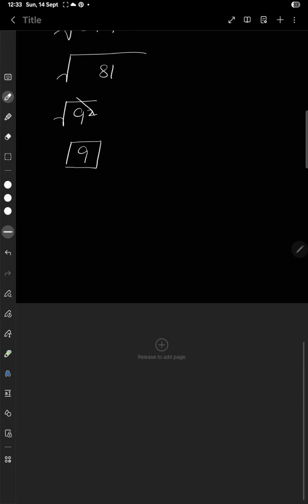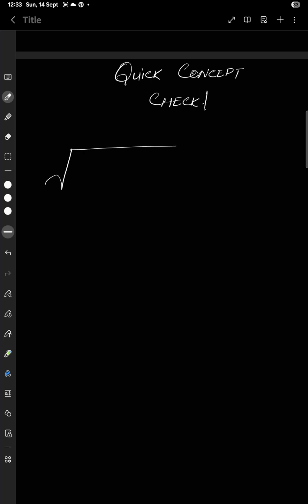Now it's time for a quick concept check. I'm going to give a question. You guys will solve this question and share your answers with me in the comments. My question is, can you solve this question? 59 plus 16 plus 9. Okay, you guys will solve this question and share your answer in the comments.